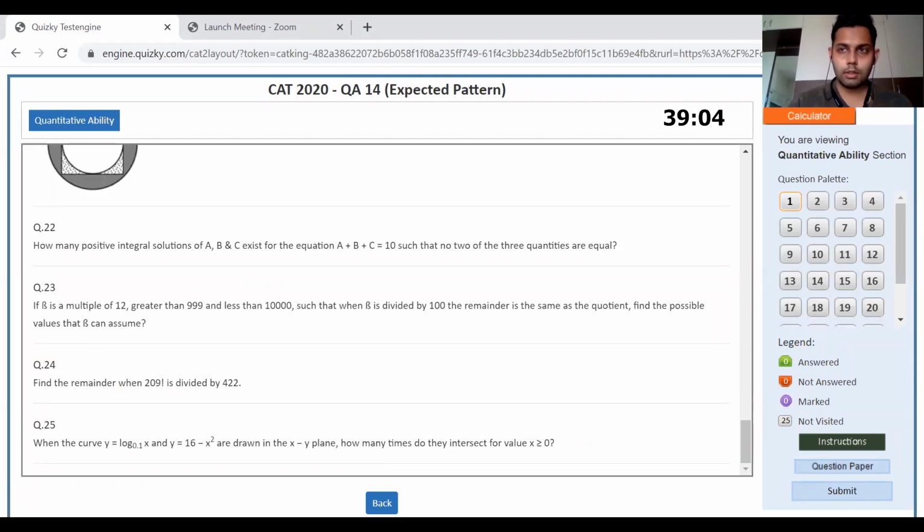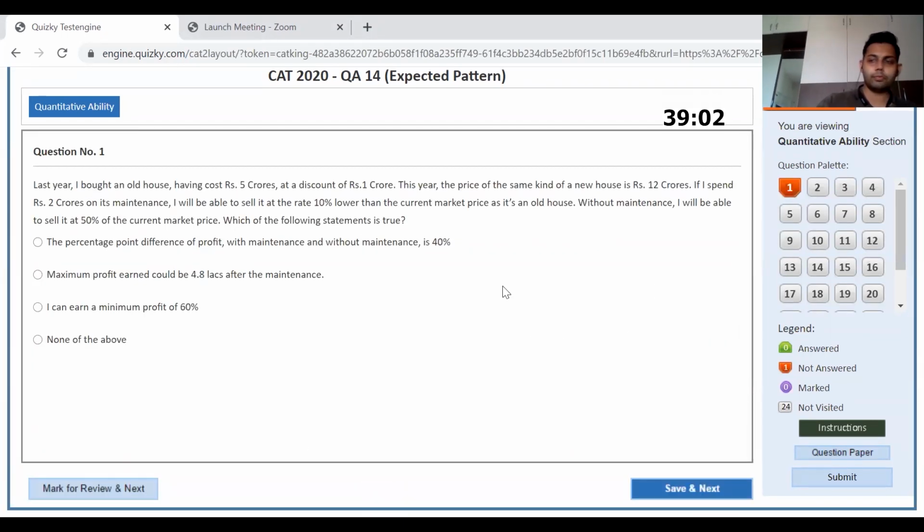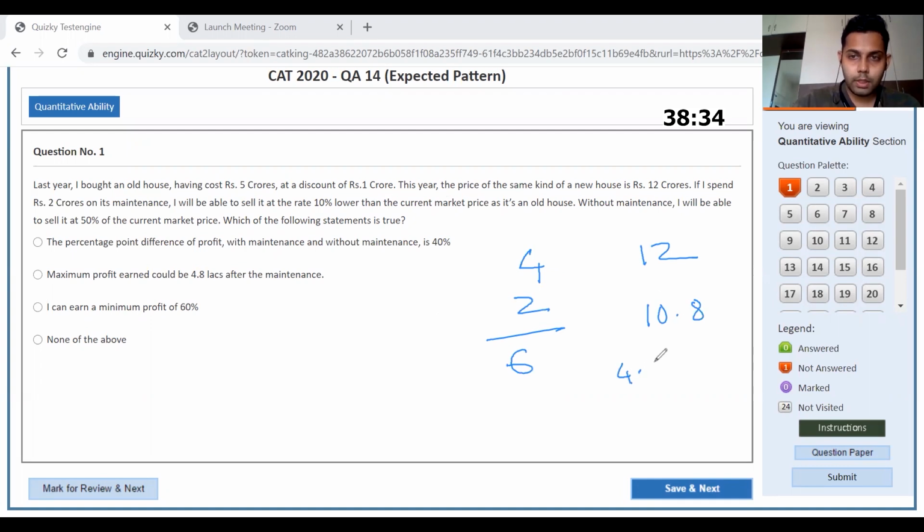Okay, let's get started. So, house cost 5, discount, so he bought it at 4. This year the price is 12. If I spend 2 crores on maintenance, so total cost is 6. Okay, I will be able to sell 10% lower than market price. So 1.2, it is 10.8. So profit is 4.8. Okay, without maintenance, I'll be able to sell it at 50% of the current price.